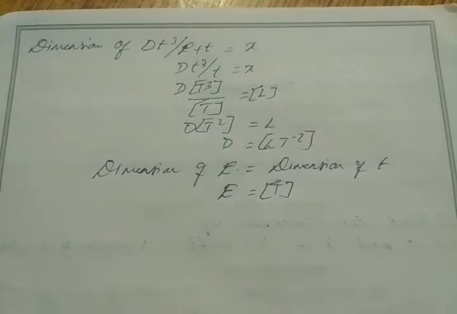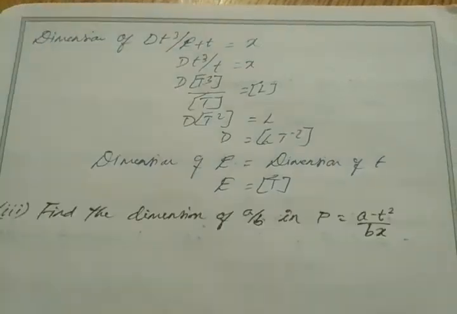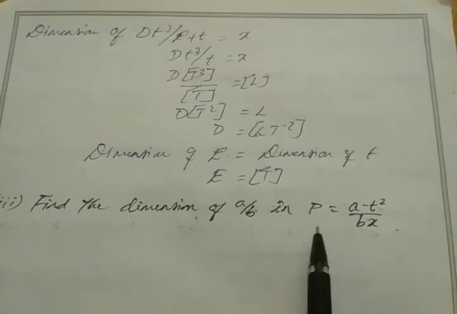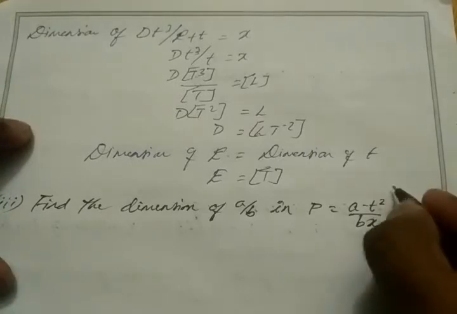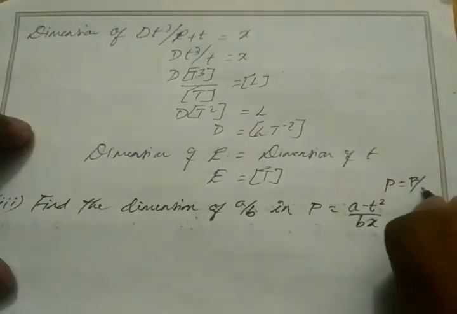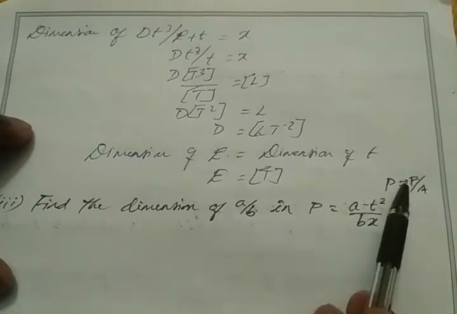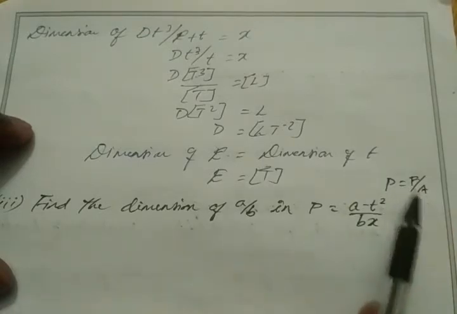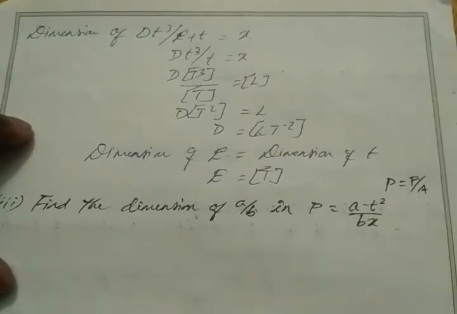Clear? Then the third one will be your homework. So this will be your homework. Find the dimension of A by B in P equal to A minus T squared divided by Bx. Here P means pressure. What is the formula for pressure? Pressure equal to force upon area. We already know the dimension of force and we already know the dimension of area. By dividing these two values, we get the dimension of pressure. Okay, so find the dimension of pressure and equate it with each term. Then you will get the A value separately and then the B value separately. Okay, so then divide A by B, you will get the answer.